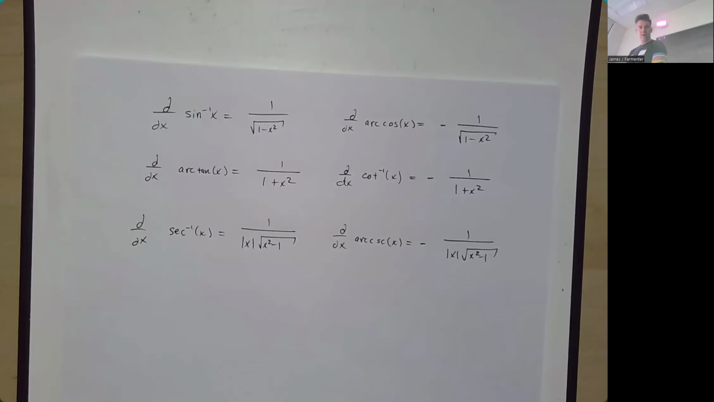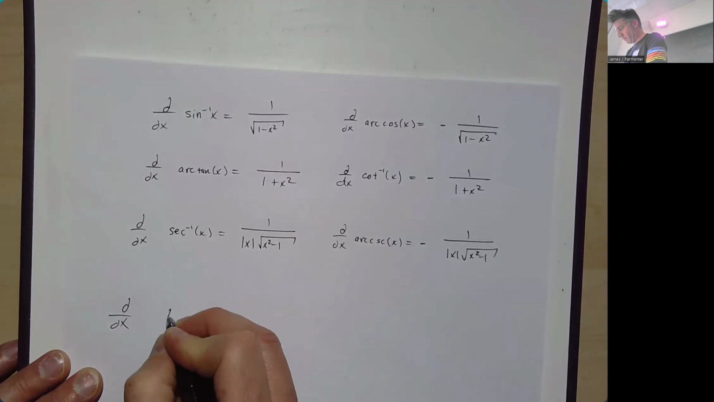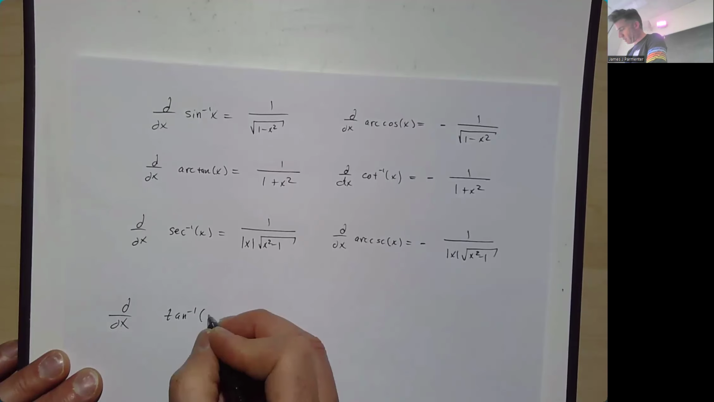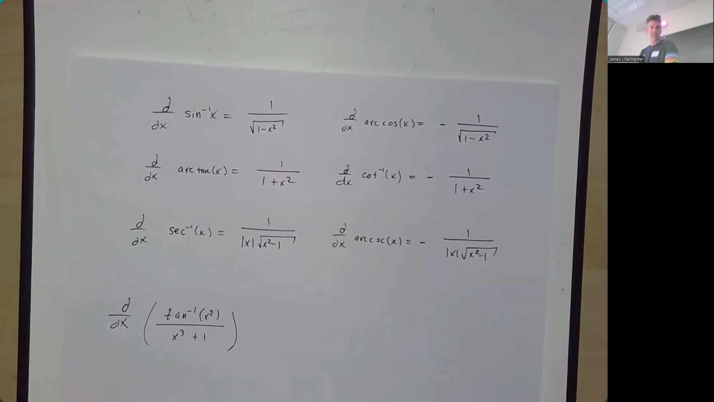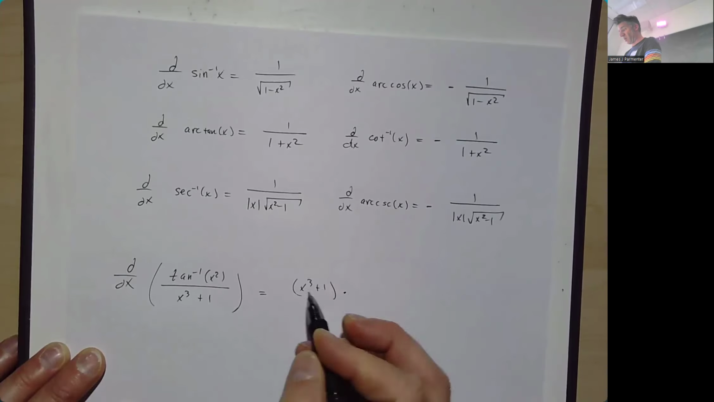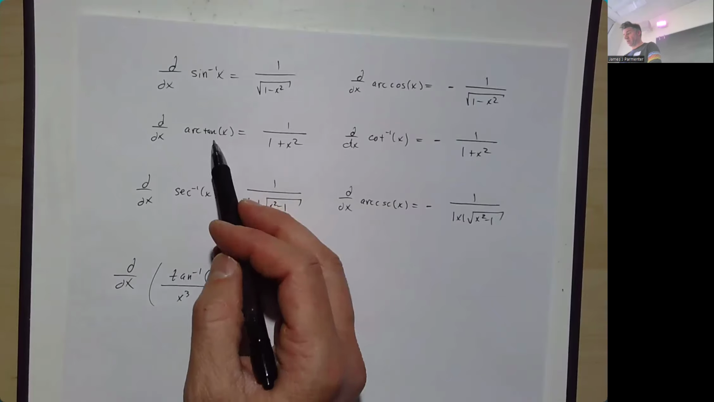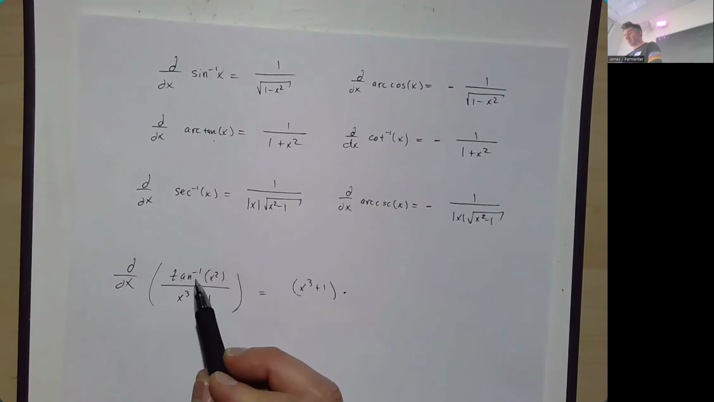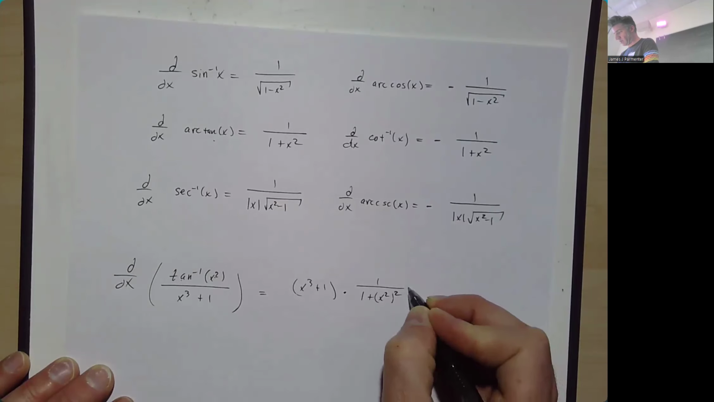Sure, like, what's the derivative of the inverse tangent of x squared over x cubed plus 1? That seems awful, but we can do it. It's going to be the bottom times the derivative of the top. The derivative of the top, we have to use the chain rule. We know the derivative of the inverse tangent is 1 over 1 plus x squared. The derivative of inverse tangent of some stuff is going to be 1 over 1 plus your stuff squared times the derivative of your stuff.